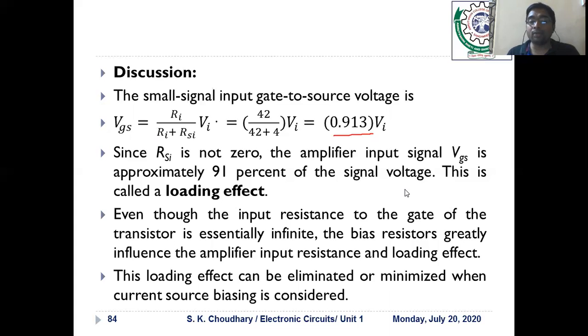If we are able to eliminate or minimize the loading effect, then we can increase the voltage gain also. So one method to eliminate this loading effect is to use the current source biasing method. Instead of voltage source biasing, we have to use current source biasing.